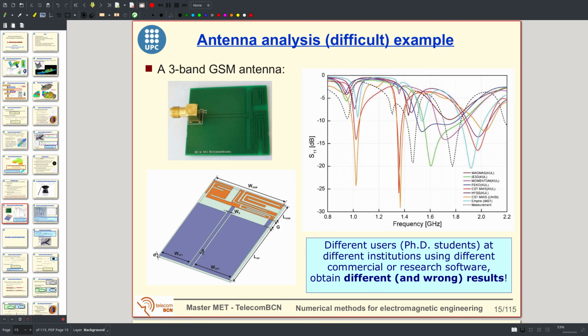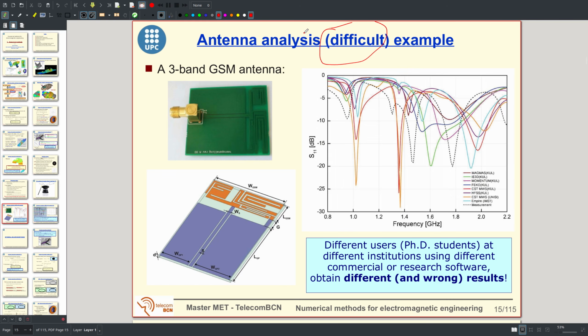And just an example to show you how difficult it is. This is a very difficult example. It has been chosen as something very difficult to analyze, and of course they have used commercial software. Of course the commercial software is correctly programmed. Everything is correct there. Of course there are discretization errors, etc. But what I mean is that everything is correct in the software.